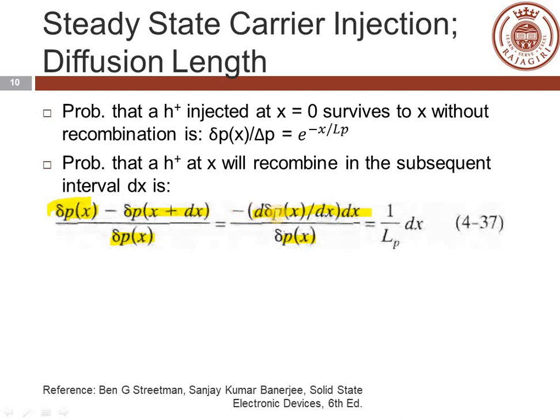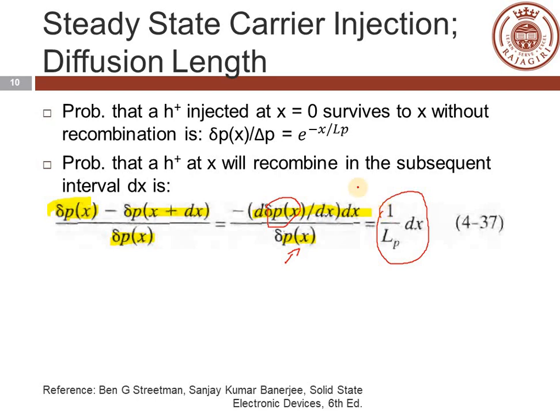Now we have the expression for delta p of x. So delta p of x, we have capital delta p into e to the power minus x by lp. That you need to substitute over here, and you need to take the derivative. And here also you need to substitute for small delta p of x, which is capital delta p into e to the power minus x by lp. So after doing those mathematical steps, we will get the expression as 1 by lp into dx.